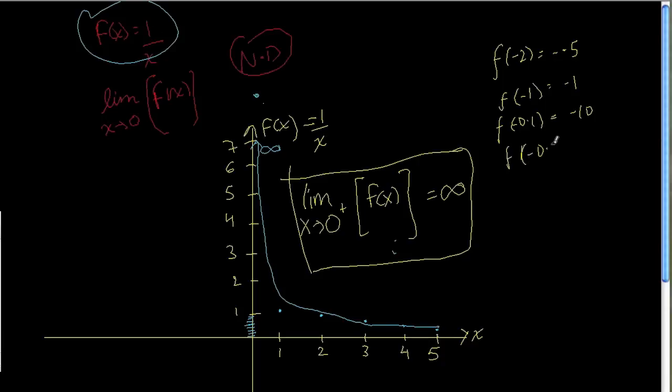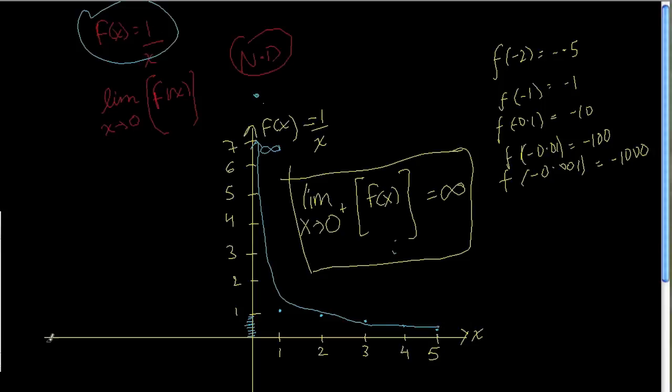f of minus 0.01, if you increase the powers, you get to minus 100. Similarly, by increasing the powers, f of minus 0.001, we get to minus 1000, right? So you can see the values. So this would be plotted.